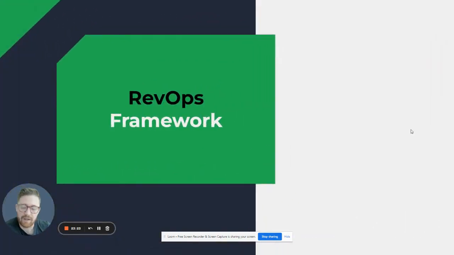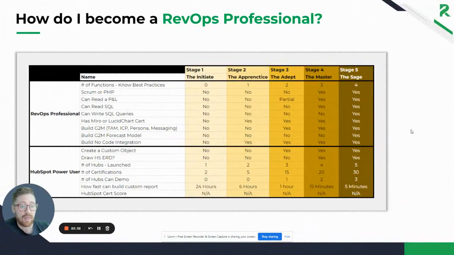So what's the framework? What are we talking about here? Give me a path. How do I actually do revenue operations? We talk about what it is. We talk about why it's here, but how do you do it? I want to make a point.